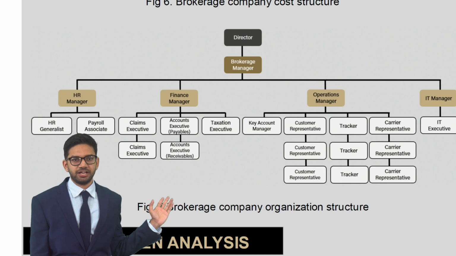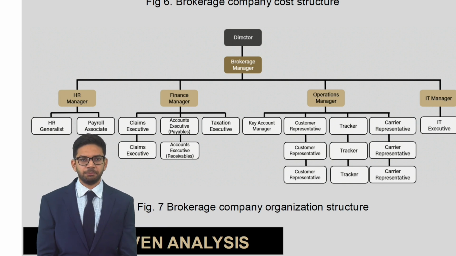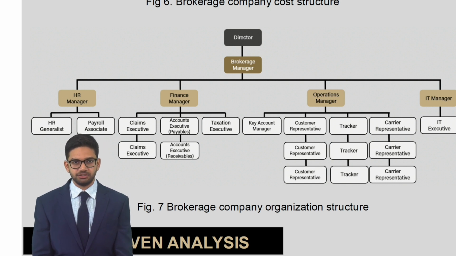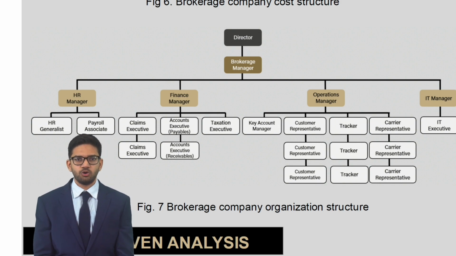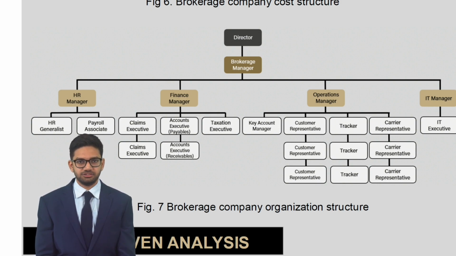Now, deep diving into the organizational structure of our firm, as we see in the diagram, we have come up with 4 major departments, namely the HR department, the finance department, the operations department, and the IT department. These 4 departments will work closely with the brokerage manager, who will manage the end-to-end business functions.